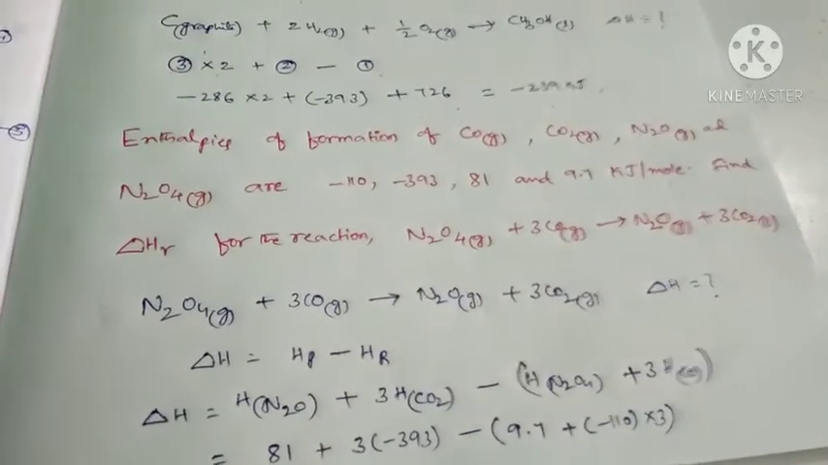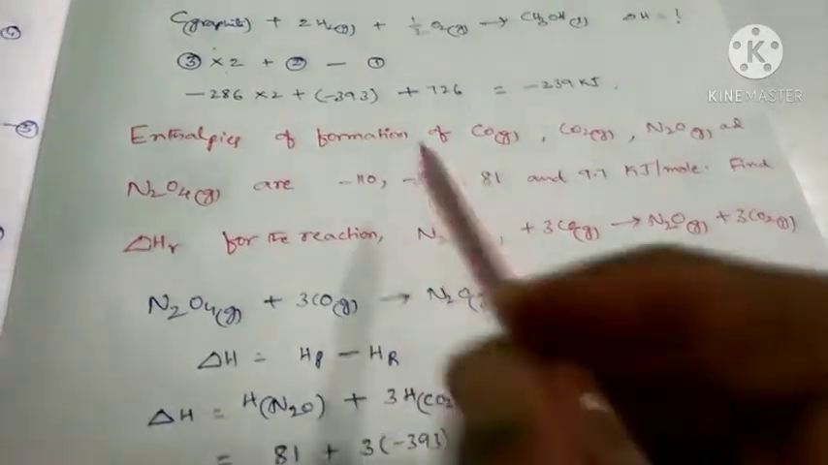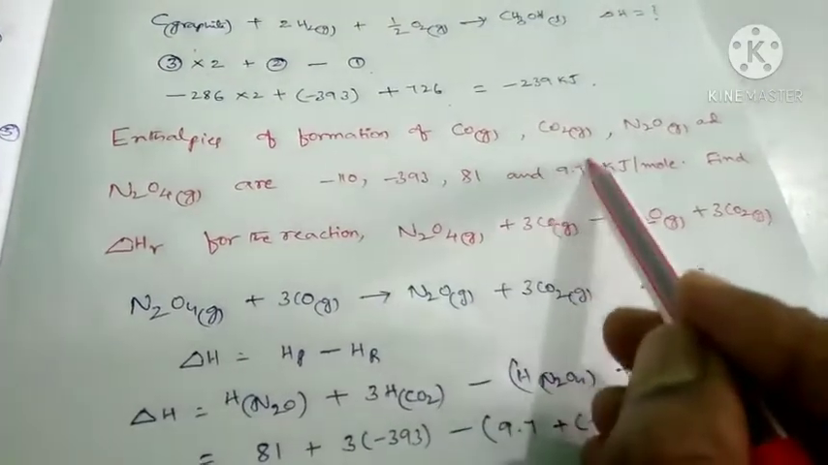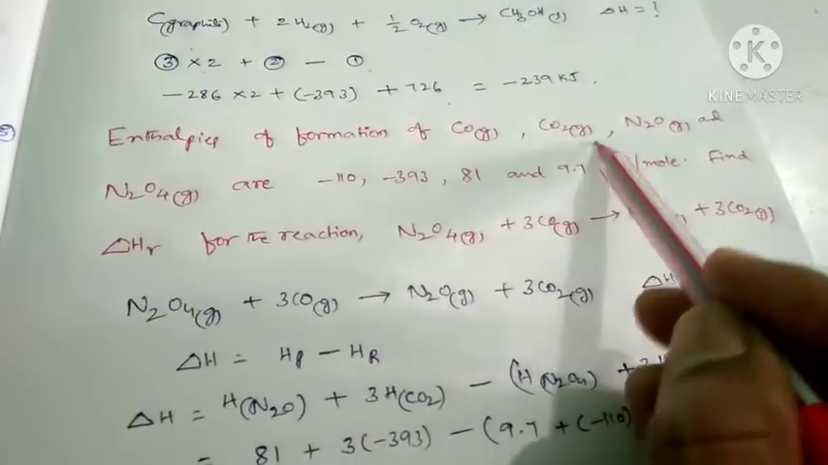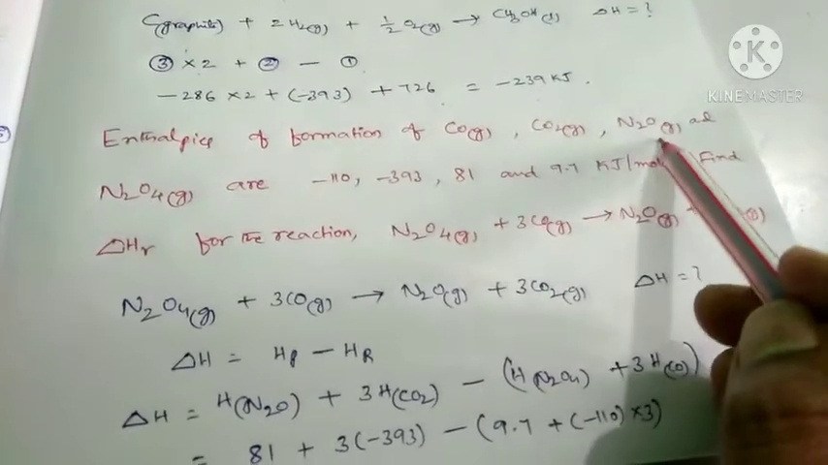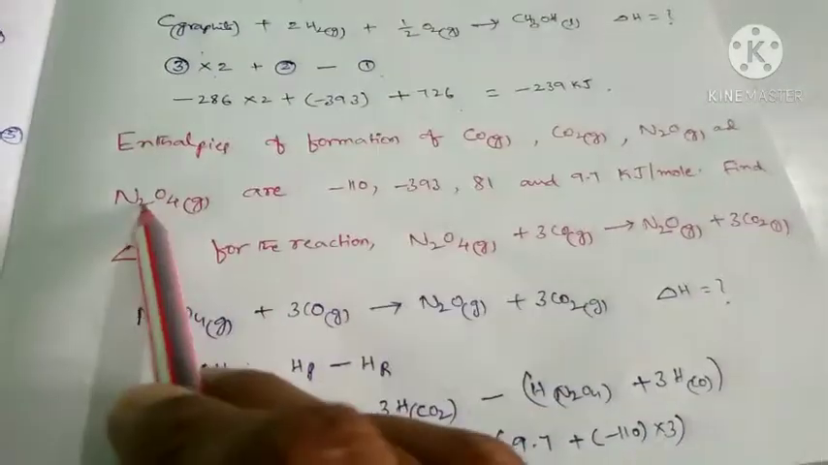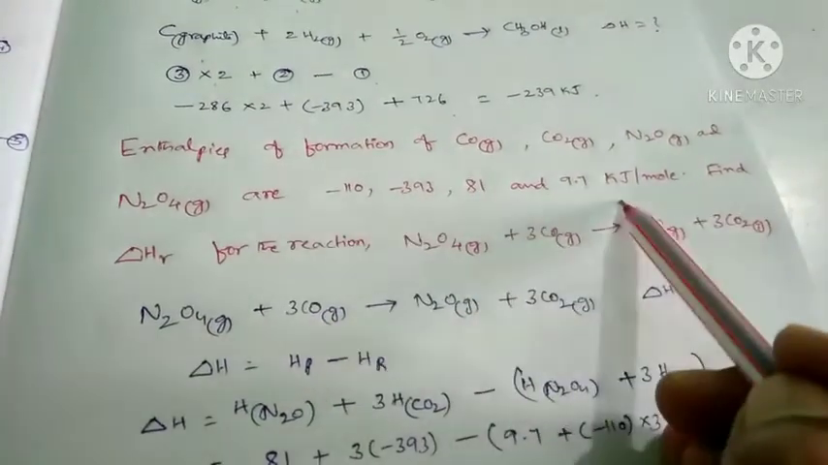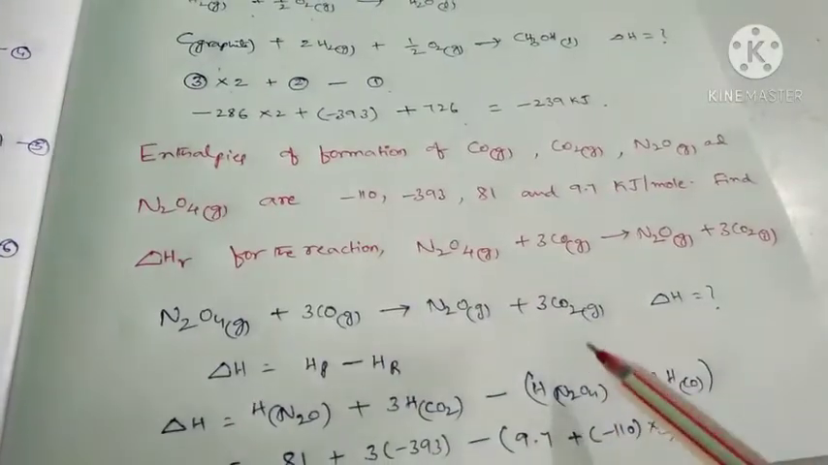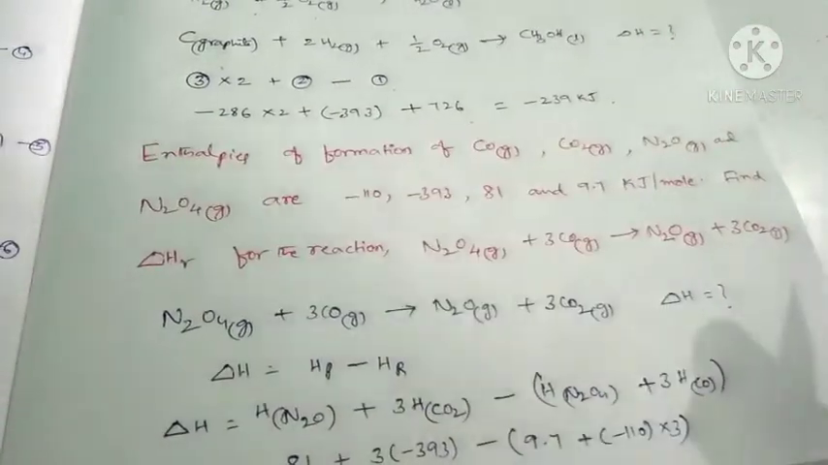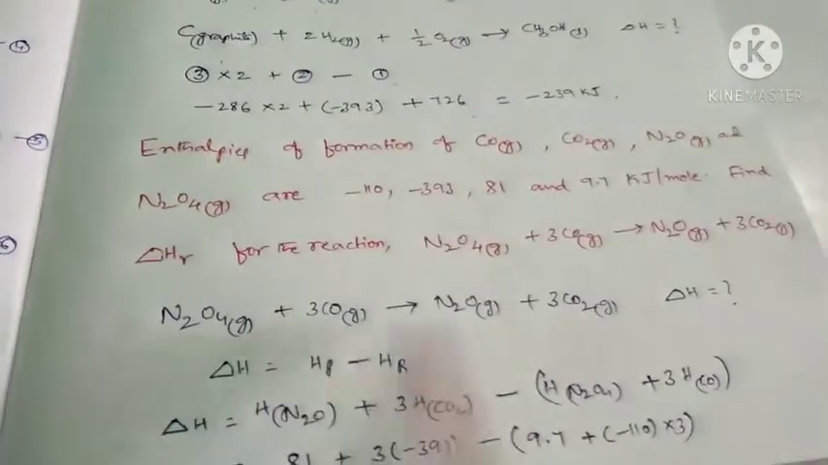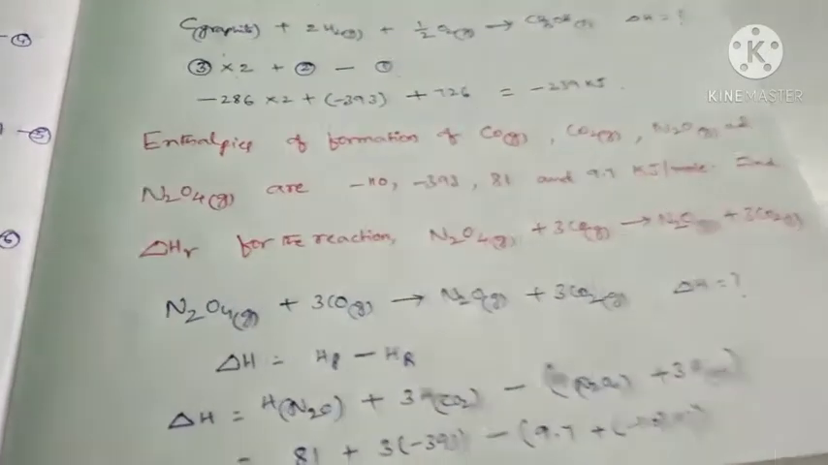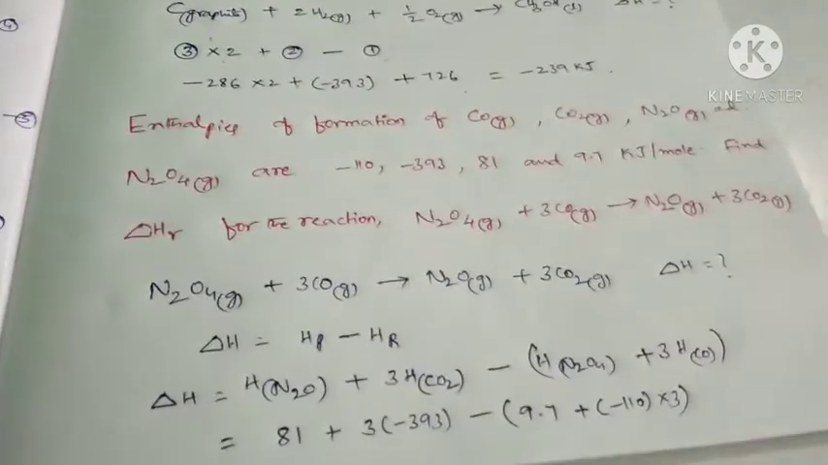How to find it? Here also there are two ways. The first way is we write the enthalpy of formation of CO. That means C plus half O2 gives rise to CO. Similarly, C plus O2 gives rise to CO2, N2 plus half O2 gives rise to N2O, and N2 plus 2O2 gives rise to N2O4. Then we write the delta H values one by one. Then we get four equations, and by using these four equations we get the given equation. That is one way, but it is a very lengthy method.